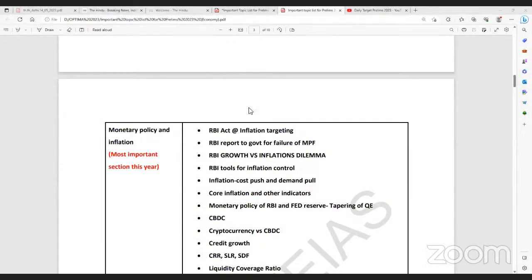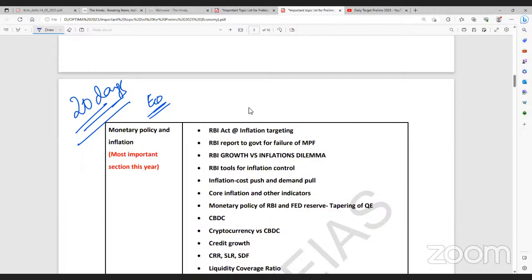So guys, today I will give you the target for tomorrow. For the last 20 days, we are following the 20 days intensive revision plan. In that, we have started with economy. Yesterday, we covered national income and fiscal policy, and today we will try to cover the monetary policy and one more section.